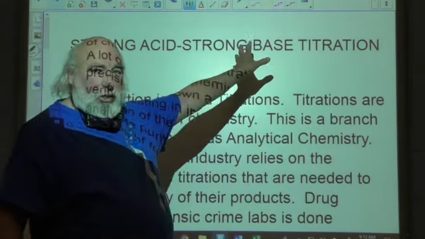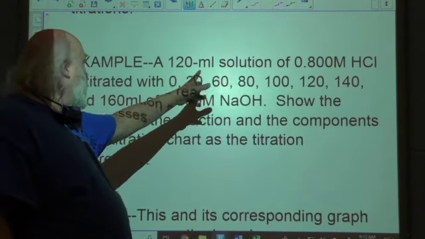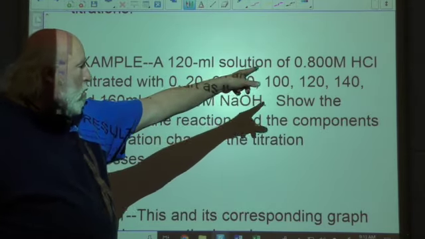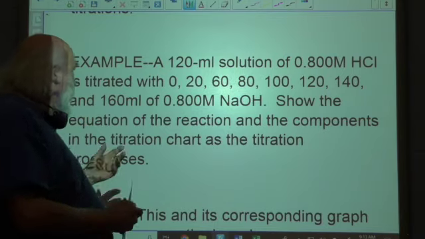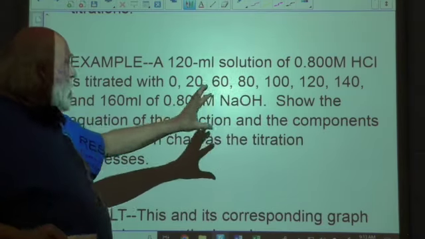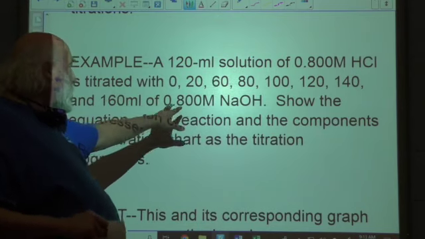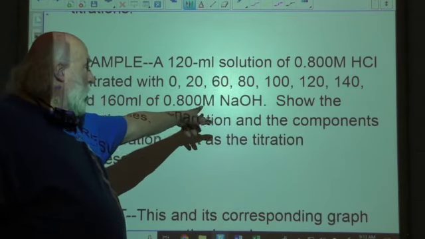What we're going to do is take a 120 milliliter solution in a beaker, and in the beaker is 0.800 molar HCl. So it's a fairly potent amount of hydrochloric acid that we are going to be titrating. And we're going to add to it bit by bit milliliters of 0.800 molar NaOH.